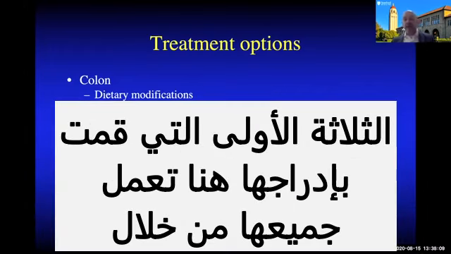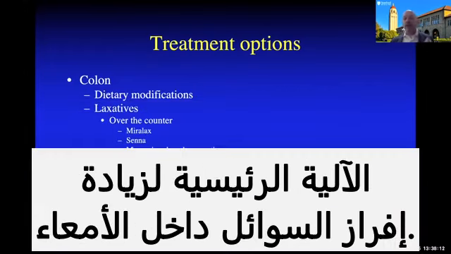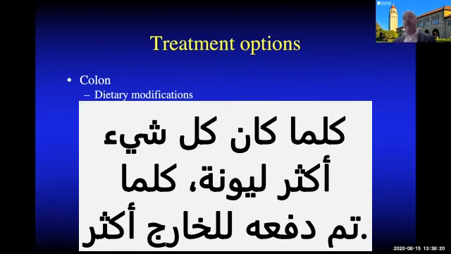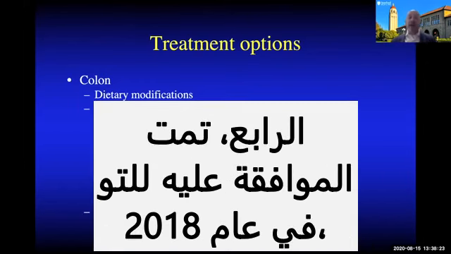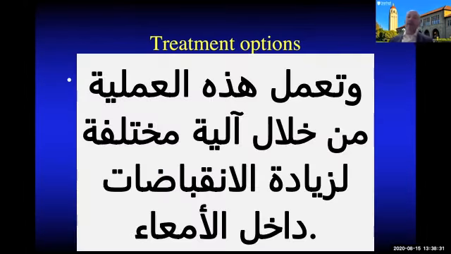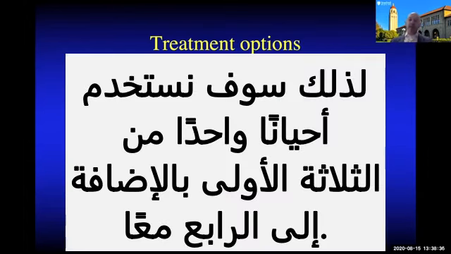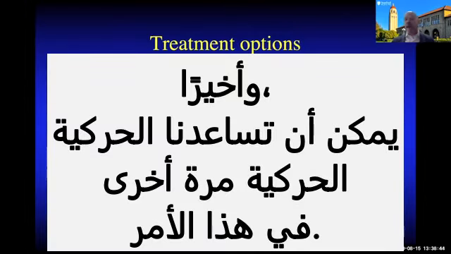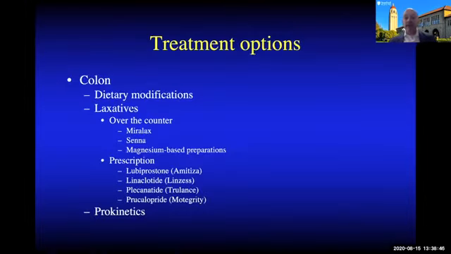The first 3 that I've listed here all work through the main mechanism of increasing fluid secretion within the gut, with the idea that the more fluid that you have there, the softer everything is, the more it gets propelled out. The 4th one was just approved in 2018, though it was approved in Europe in 2012. This works through a different mechanism of increasing contractions within the gut. So we sometimes will use one from the first 3 plus the 4th one in combination, and there might be some synergistic benefits with that. And then finally, prokinetics again can help here.